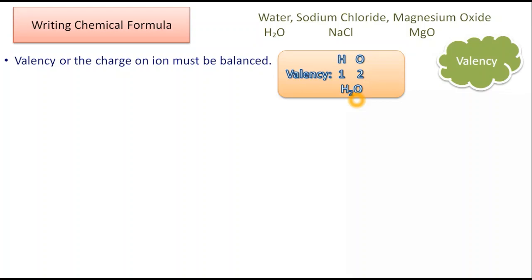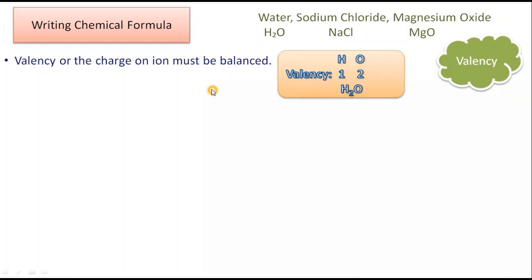Okay. So this is the basic thing we need to do. First, write the symbols of the elements which form the compound. Then below the symbols, write down their valencies. And then what you need to do is cross over the valencies. That means this 2 will go to hydrogen and this 1 will go to oxygen. And that is how you can write the formula. And yes, the number of atoms should be written in the subscript.